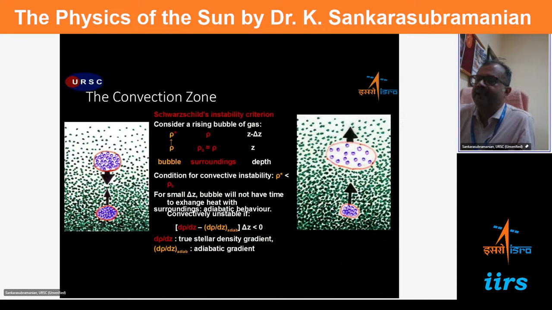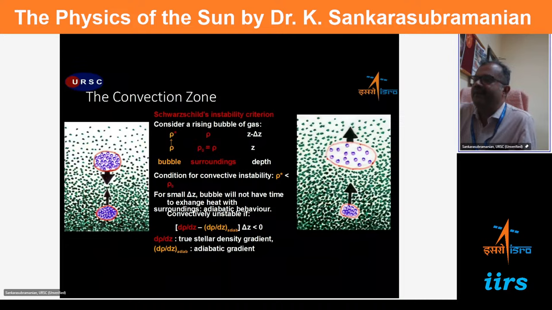At the interior, if the parcel of gas is denser than the surrounding, it will start to move up. It will start to move up if the parcel's density is higher compared to the other regions. As it moves up, it increases in volume, and the density will decrease until it reaches the region where the density inside and outside becomes equal to each other. So that's how the convection sets in.